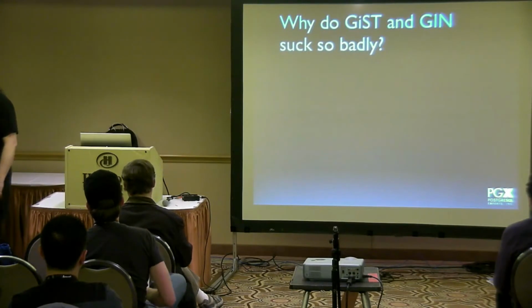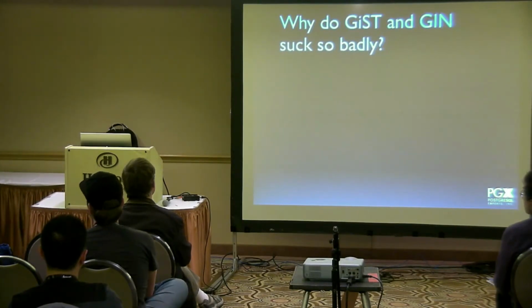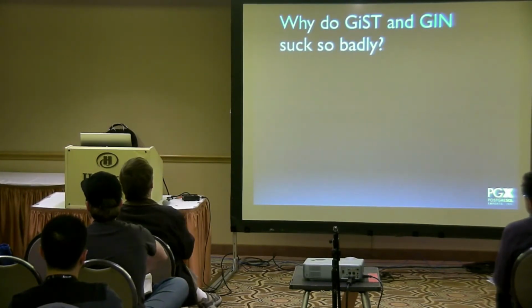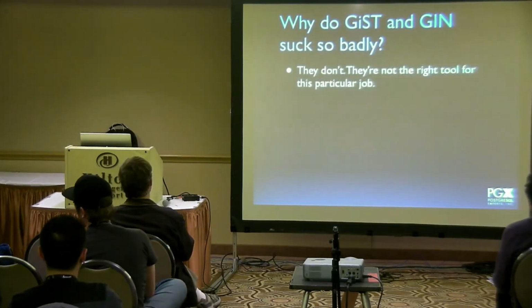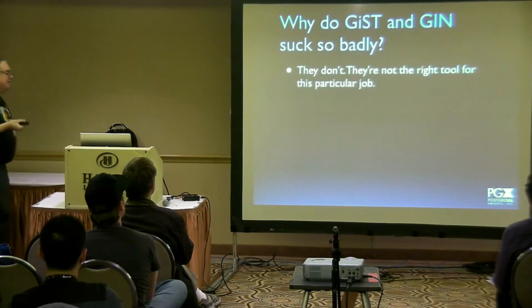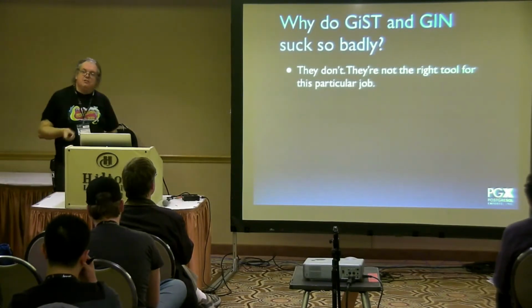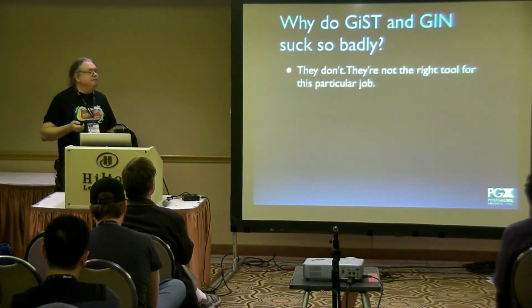Gist and Gin, which are two indexing techniques built in Postgres. So the question is, why did they suck so badly in this test? I would have expected them to be much faster. So I did some analysis. In general, they don't suck. It's just that for this particular job, they were not the right choice.